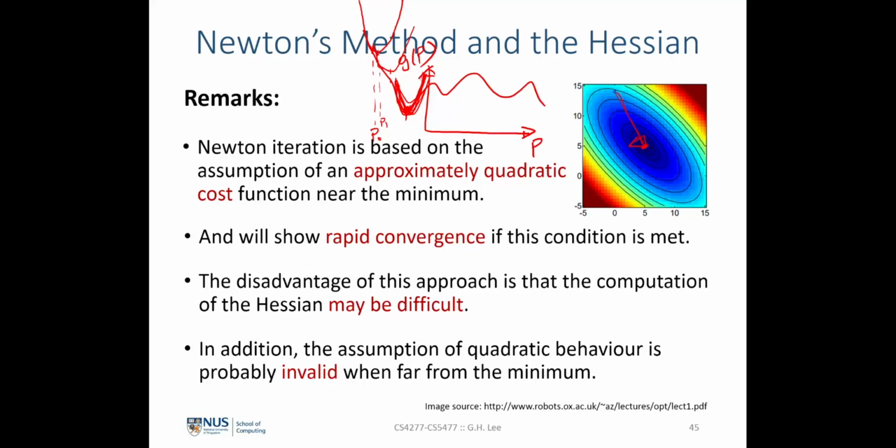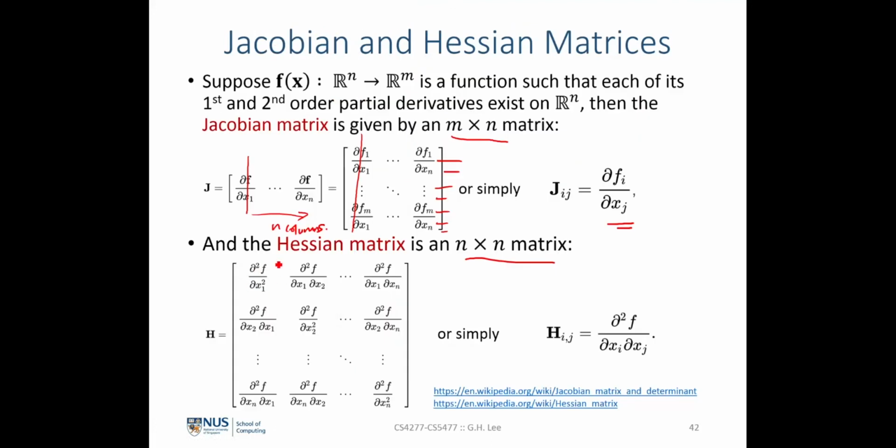But this particular assumption might be invalid, especially when P0 is very, very far away from the local minima. So at the very far away point, this might not be well approximated by a quadratic function, and hence the convergence would be very slow at the beginning. And another disadvantage of the Newton's iteration method would be that the computation of the Hessian matrix is difficult because it involves the second order derivative of the nonlinear function that we are interested in.